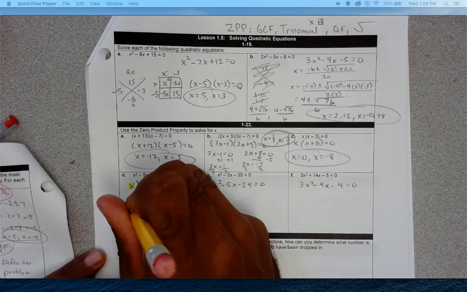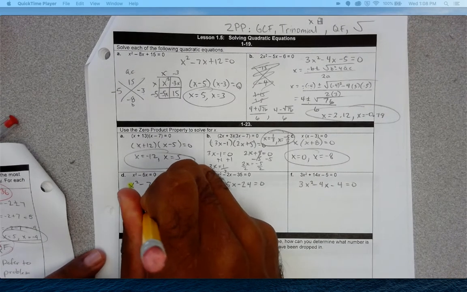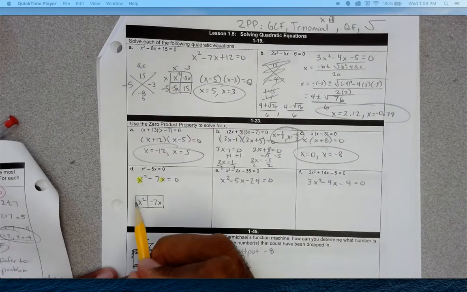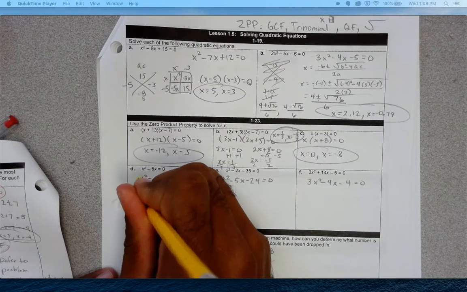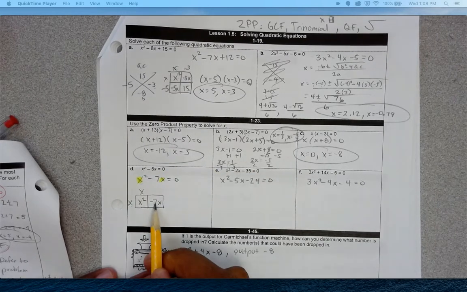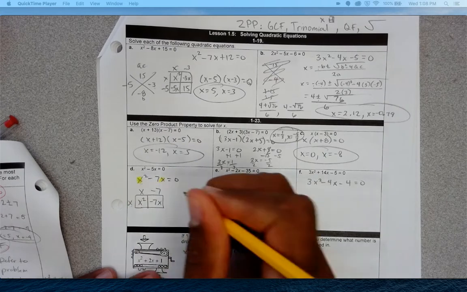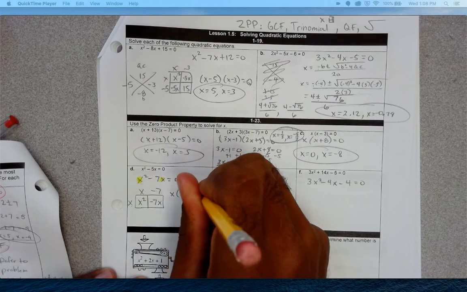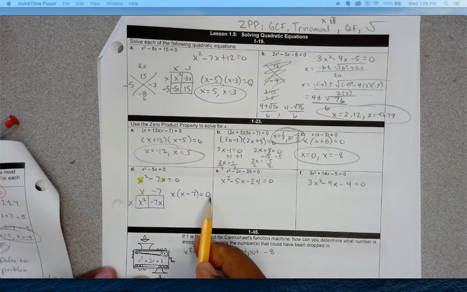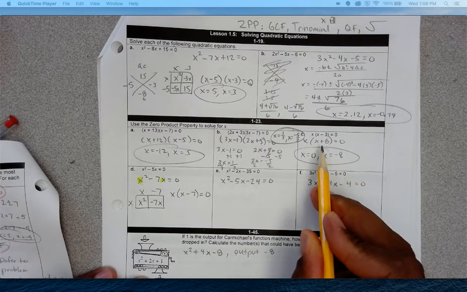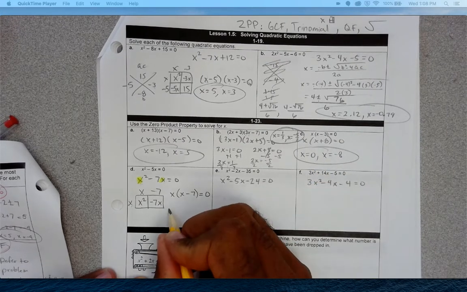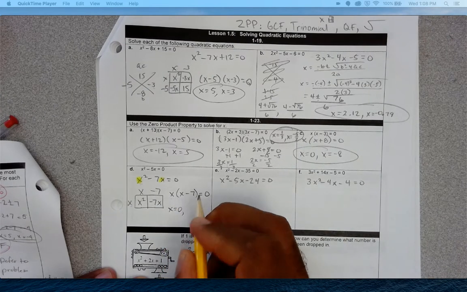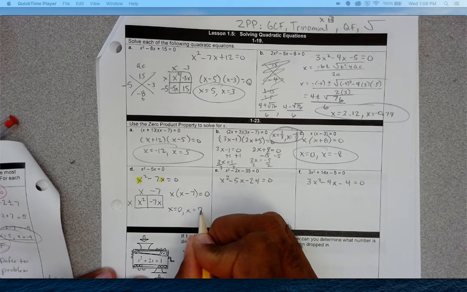Okay, so on the inside, I'll put x squared here, negative 7x here. And again, just like the box up here, x times x gives me x squared. Then x times what gives me negative 7x? So it's negative 7. Okay, so now I've got x times x minus 7 equals, make sure it equals 0. And now if you notice, this looks just like that example up here, and you treat it the same way. So now x equals 0 for that outside term. And then for the inside of the parentheses, it's going to be x equals 7.